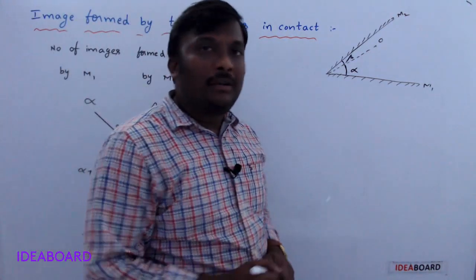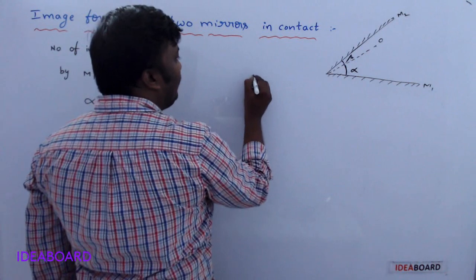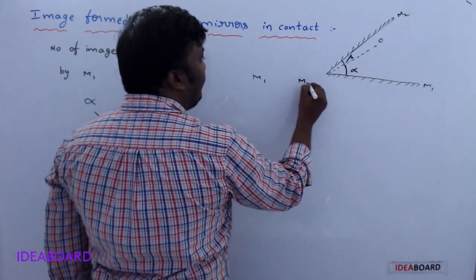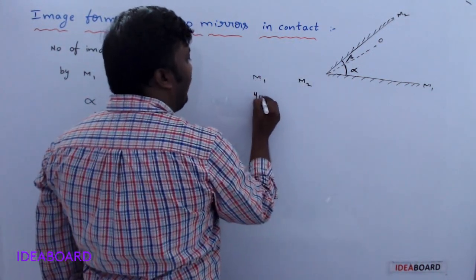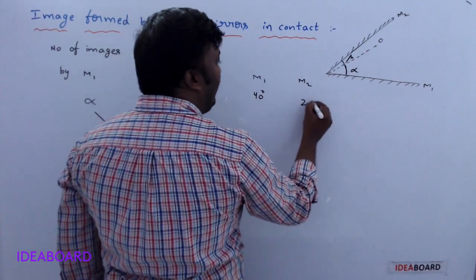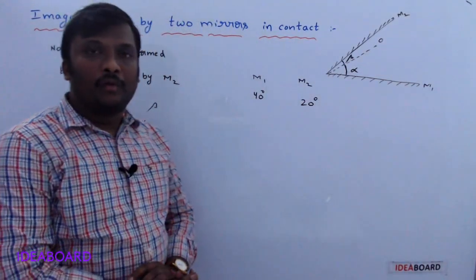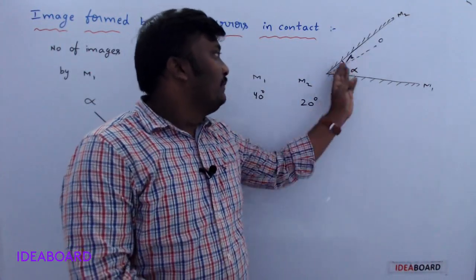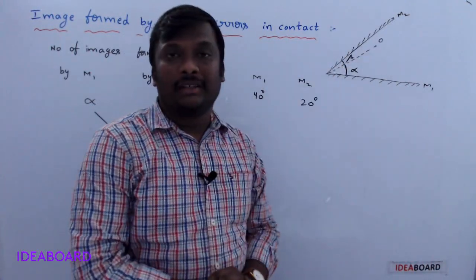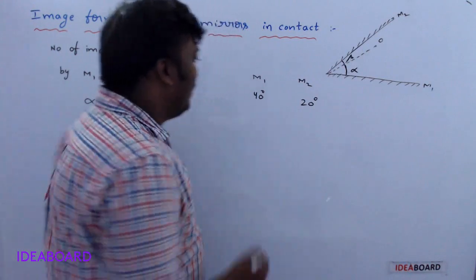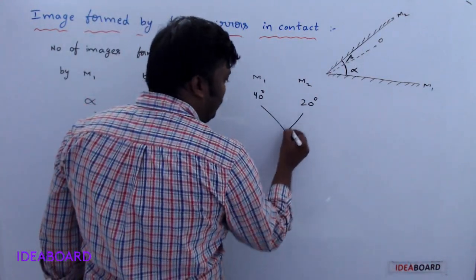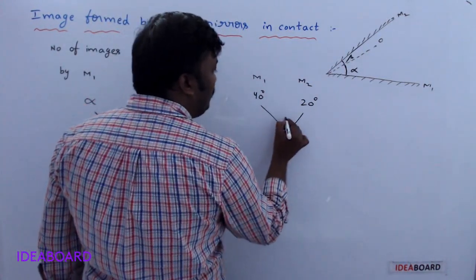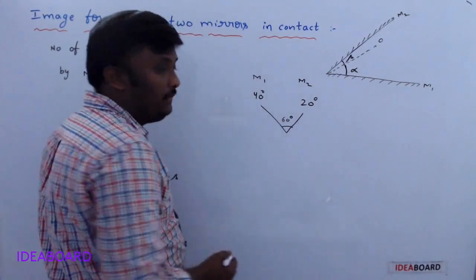Can you take one more example? Suppose M1 makes an angle of 40 degrees, M2 makes an angle of 20 degrees. Try. First of all, what is the total angle between those two? 40 plus 20, 60, na.